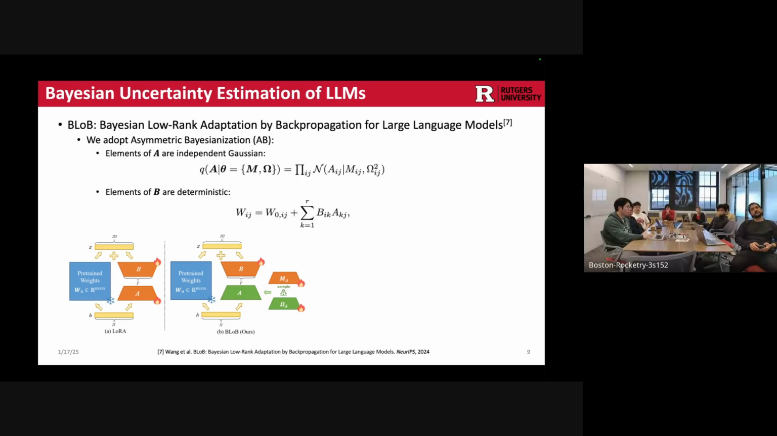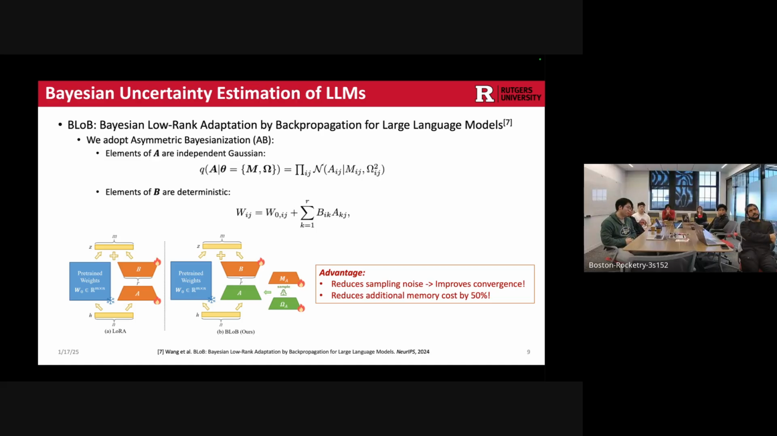So what is good about this asymmetric Bayesianization? First of all, we can project this whole Bayesianization scheme back to the full rank weight space, and we can see that each of the weights is also a Gaussian, but they have some sort of correlation with each other. Another advantage is that it reduces the sampling noise at the beginning of the training, and it improves the convergence. This could be a little bit technical, but if you're familiar with LoRa, you know that when initializing the LoRa, we usually initialize B as a zero matrix and A as a random Gaussian matrix, right?